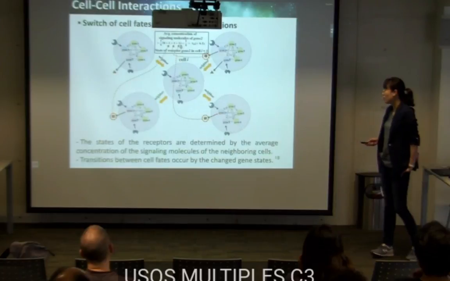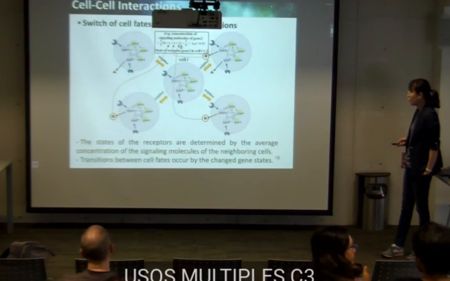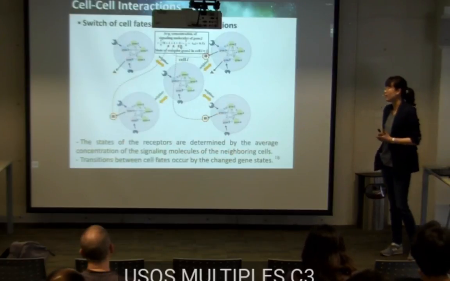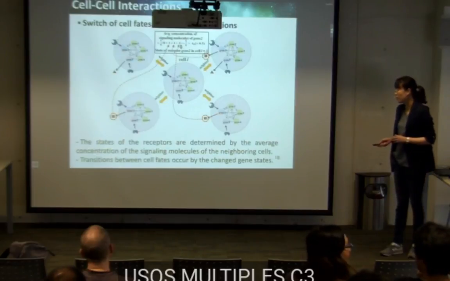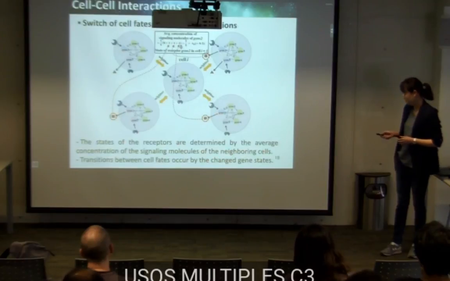The states of the receptors are determined by the average concentration of the signaling molecules of the neighboring cells, which causes a change of gene state. So transitions between cell fates occur by the changed gene state.